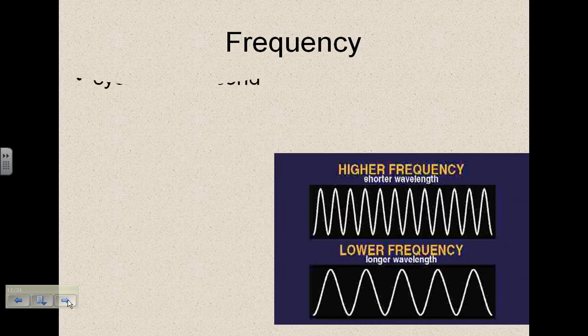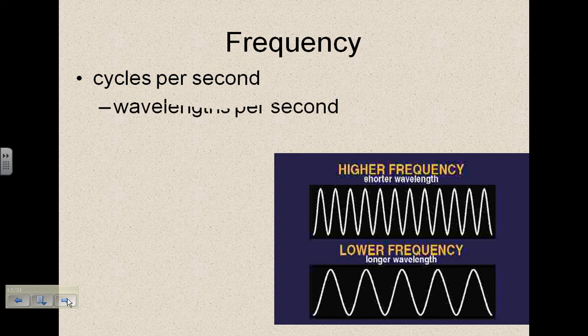Frequency is how many wavelengths pass you per second. So when we're talking light, our cycles are wavelengths. And remember, our units are hertz, or per second.